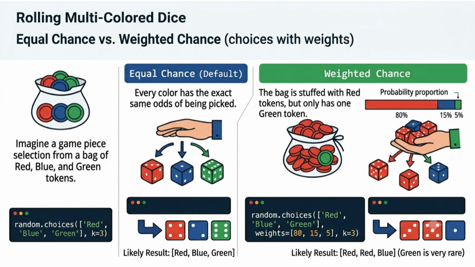Red, blue, and green all start with equal chances. Choices picks them fairly. But with weights, some colors become more likely. Lots of red tokens means red appears much more often.